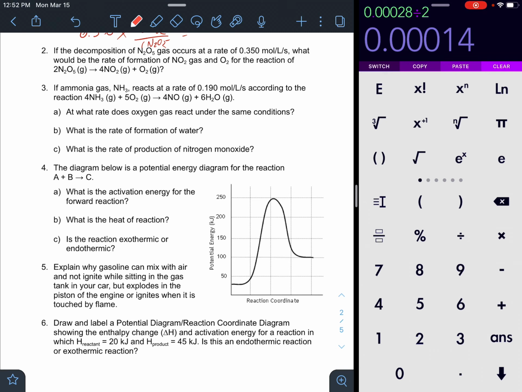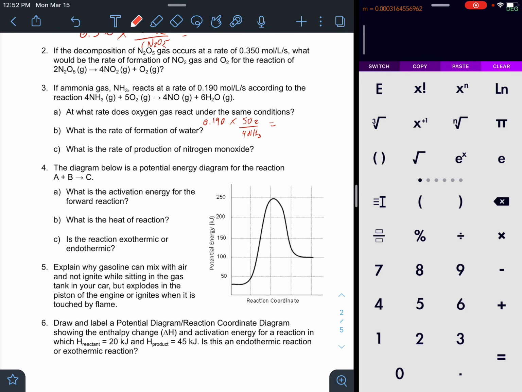If ammonia gas reacts with oxygen at this rate for the ammonia, what is the rate of oxygen gas under these conditions? This is again a ratio question. So we're just going to take that, multiply by the ratio of what we are interested in, oxygen, over what we have, the ammonia. And so we end up with 0.19 times 5 divided by 4. They have almost the same rates because they have almost the same ratio. Right, it's 5 and 4. It's almost a 1-to-1 ratio.